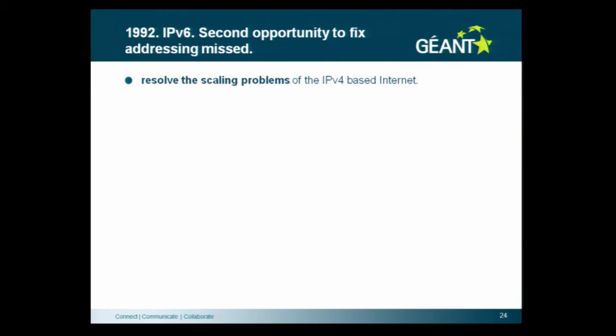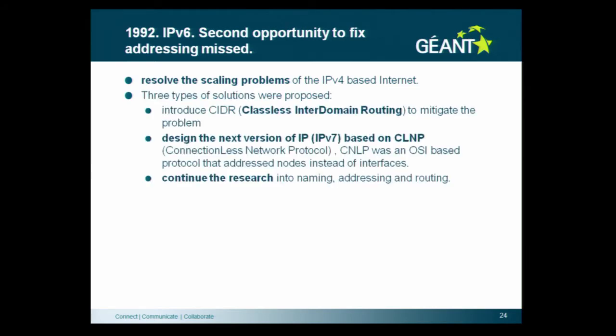The Internet Advisory Board wanted to address the scaling problem of IPv4, the limited address range, and they started a group to resolve this. They had three types of solutions. They had classless interdomain routing, which is adopted right now. So actually you are enforcing a hierarchy onto your addressing scheme, which improves scalability.